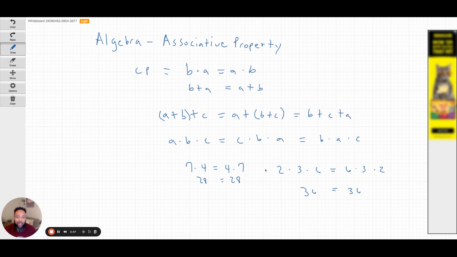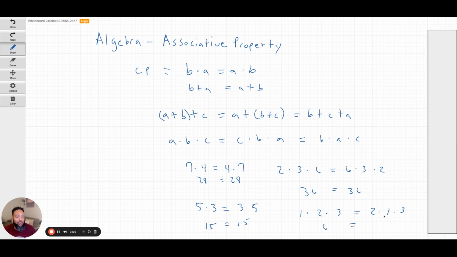So we could continue to do this, but I think you got the gist of it. 5 times 3 equals 3 times 5. Those are both 15. If I said 1 times 2 times 3, that could also equal 2 times 1 times 3. 2 times 3 is 6, times 1, 6. 2 times 1 is 2, times 3, 6. Same thing. So I hope this helps.